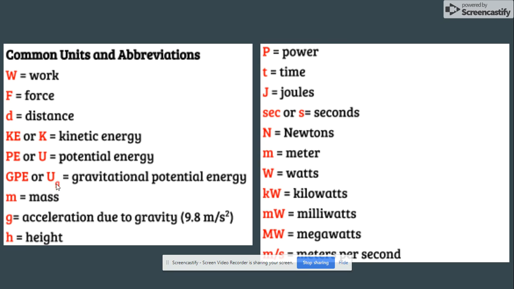And so U with a subscripted lowercase g is gravitational potential energy. In this class, I really try to make everything have GPE, but you might come across U as the potential energy symbol. Mass is a lowercase m, and meter is a lowercase m as well. So those are both something that you got to watch out for, and everybody should take a breath right now. It's going to be okay.